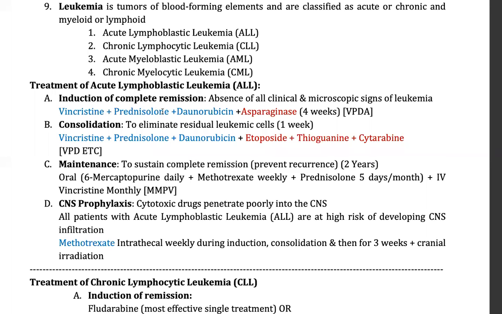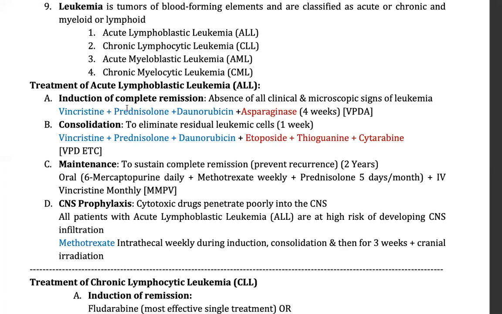Vincristine is a vinca alkaloid. It acts by the inhibition of the microtubules. Prednisolone is a steroid. Daunorubicin is an antibiotic, and asparaginase is an enzyme. These four drugs should be given. And what is the short form of these four drugs? V for vincristine, P for prednisolone, D for daunorubicin, and A for asparaginase. What is the consolidation therapy to eliminate the residual leukemic cells, which is for 1 week?